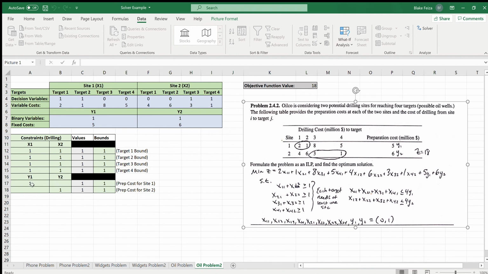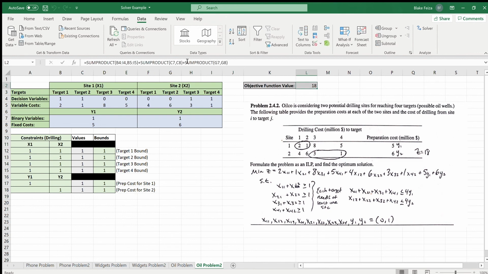For y1, it's going to be less than or equal to 1 to make sure that we meet the preparation cost. And then y2, the same thing, less than or equal to 1 for the second prep cost. Again, we have that objective function up here with our sum products. In this case, I did 2 sum products for each of the y constraints because they weren't lined up, so I couldn't use the colons.